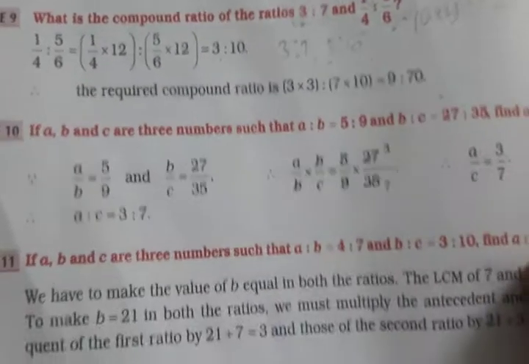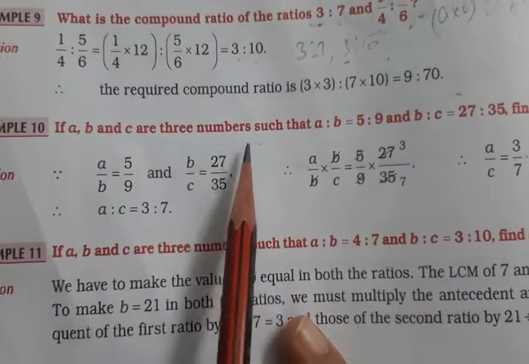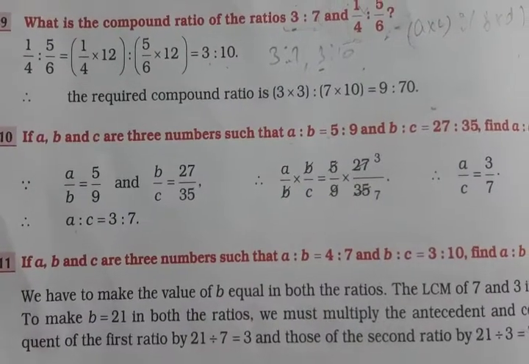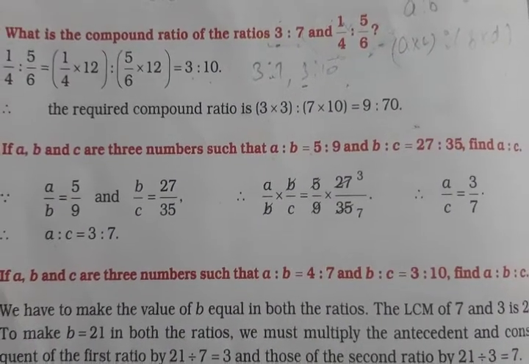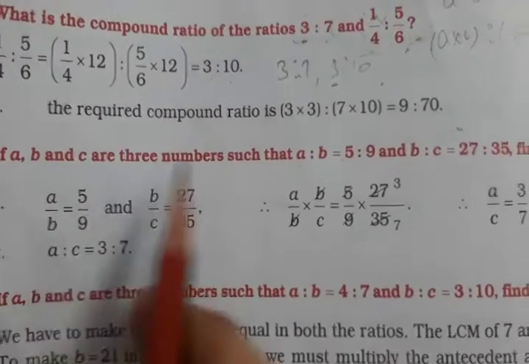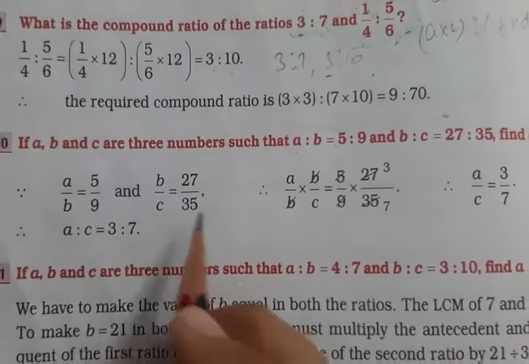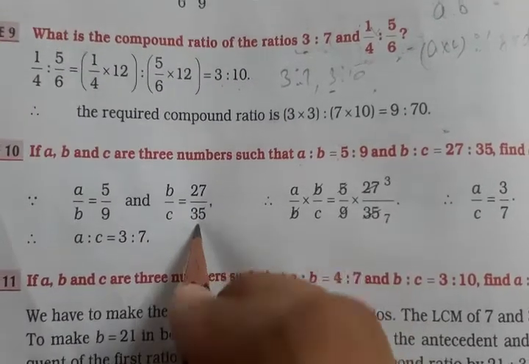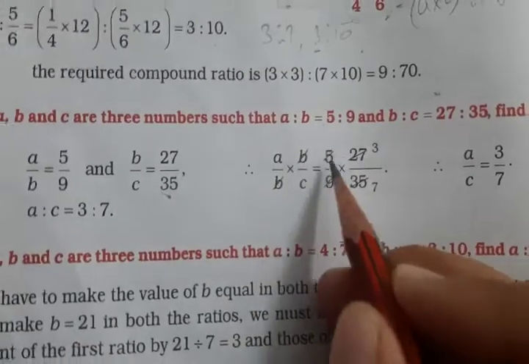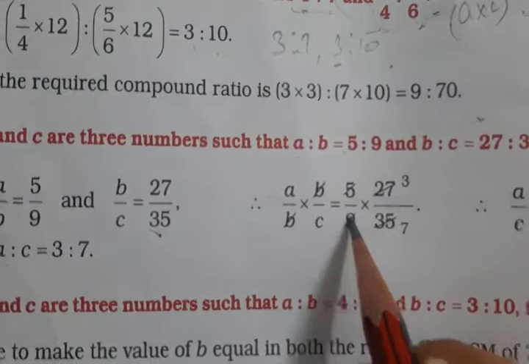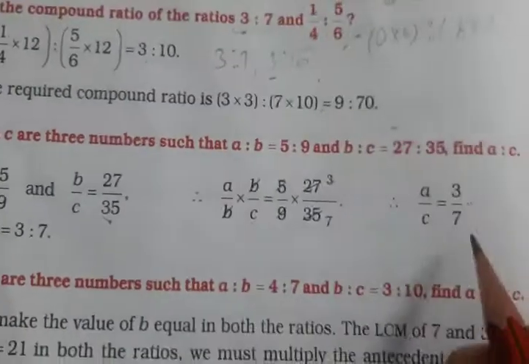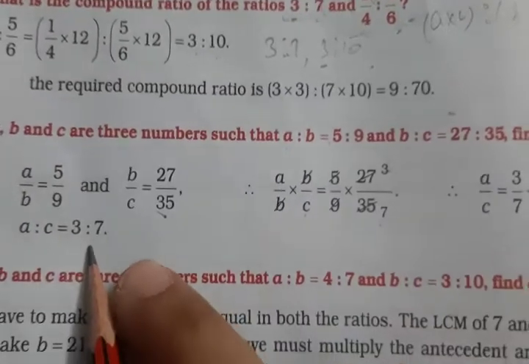Okay. Now if A, B and C are such that A ratio B is equal to 5 ratio 9 and B ratio C is equal to 27 ratio 35, then find the value of A ratio C. What we will do: A by B is equal to 5 by 9 and B by C is equal to 27 by 35. Now multiply these two terms, B cancels, and after that this is also on a 3 and this is on a 7, so we will get 3 by 7. A by C is equal to 3 by 7, that means A ratio C is equal to 3 by 7.